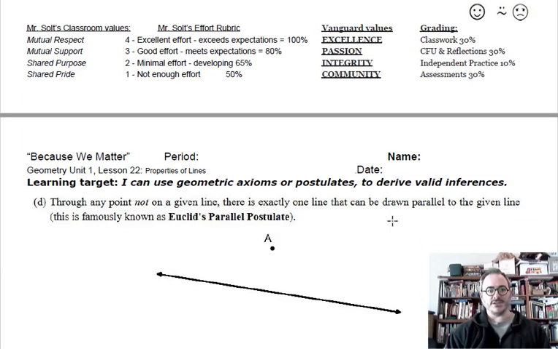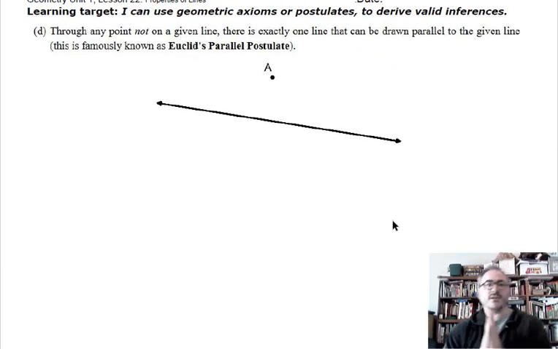All right, let's go to the next page. Continuing this last part of the warm-up, there is this famous mathematical postulate called Euclid's parallel postulate. Through any point not on a given line, there is exactly one line that can be drawn parallel to a given line. So through any one point not on a given line, there is one and only one line that is exactly parallel to that line. So think about this. Here's a point A. How many parallel lines will go through A and still be parallel to this line here?